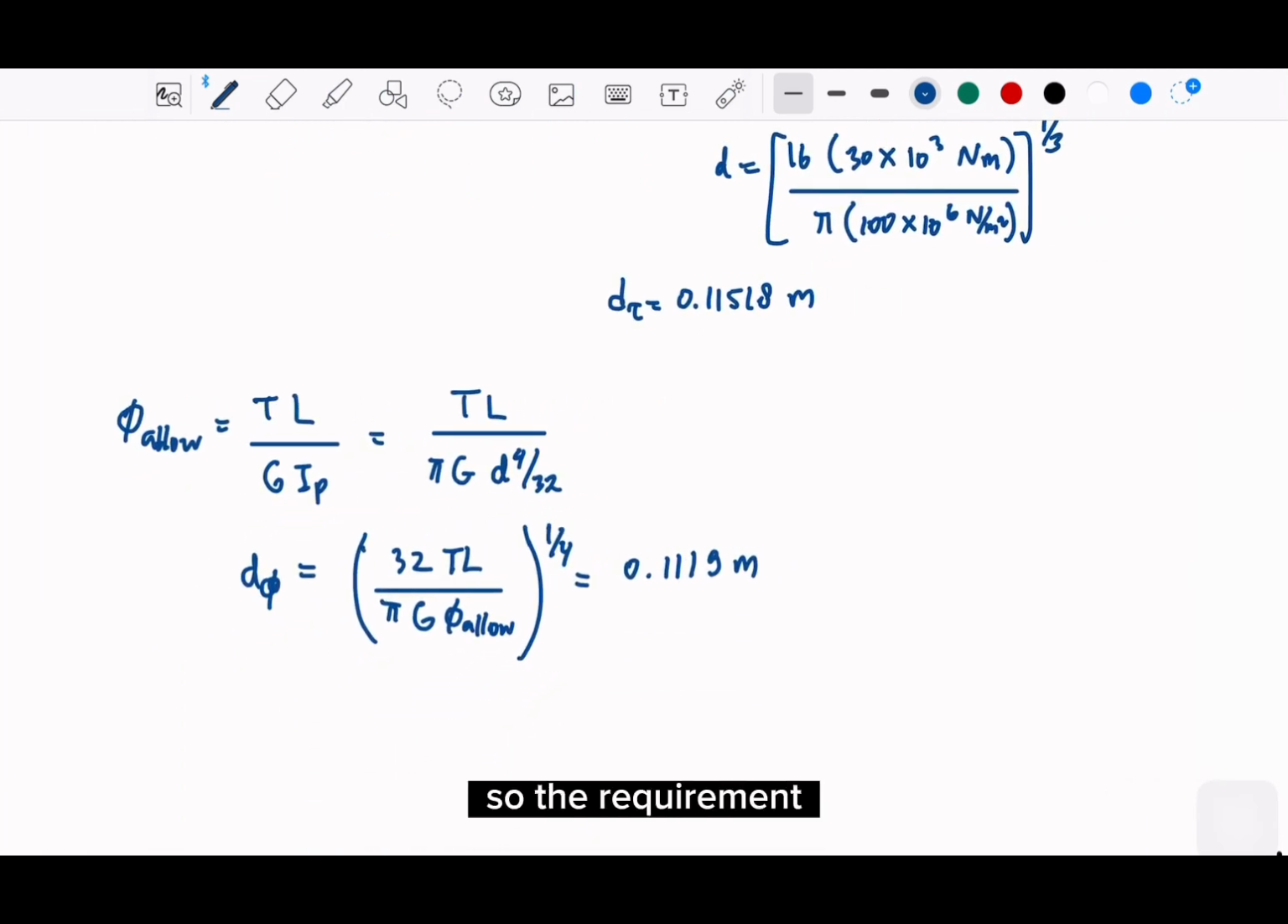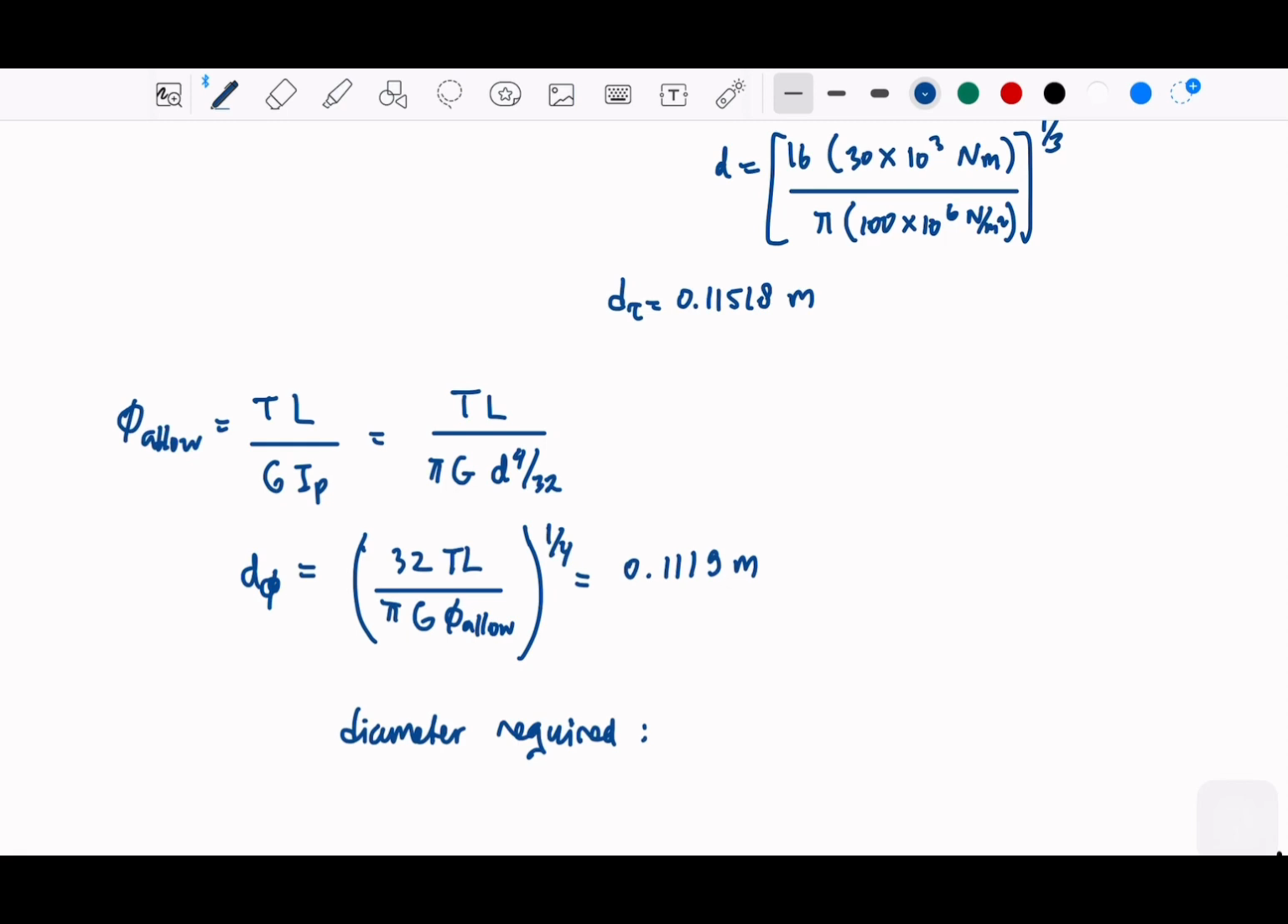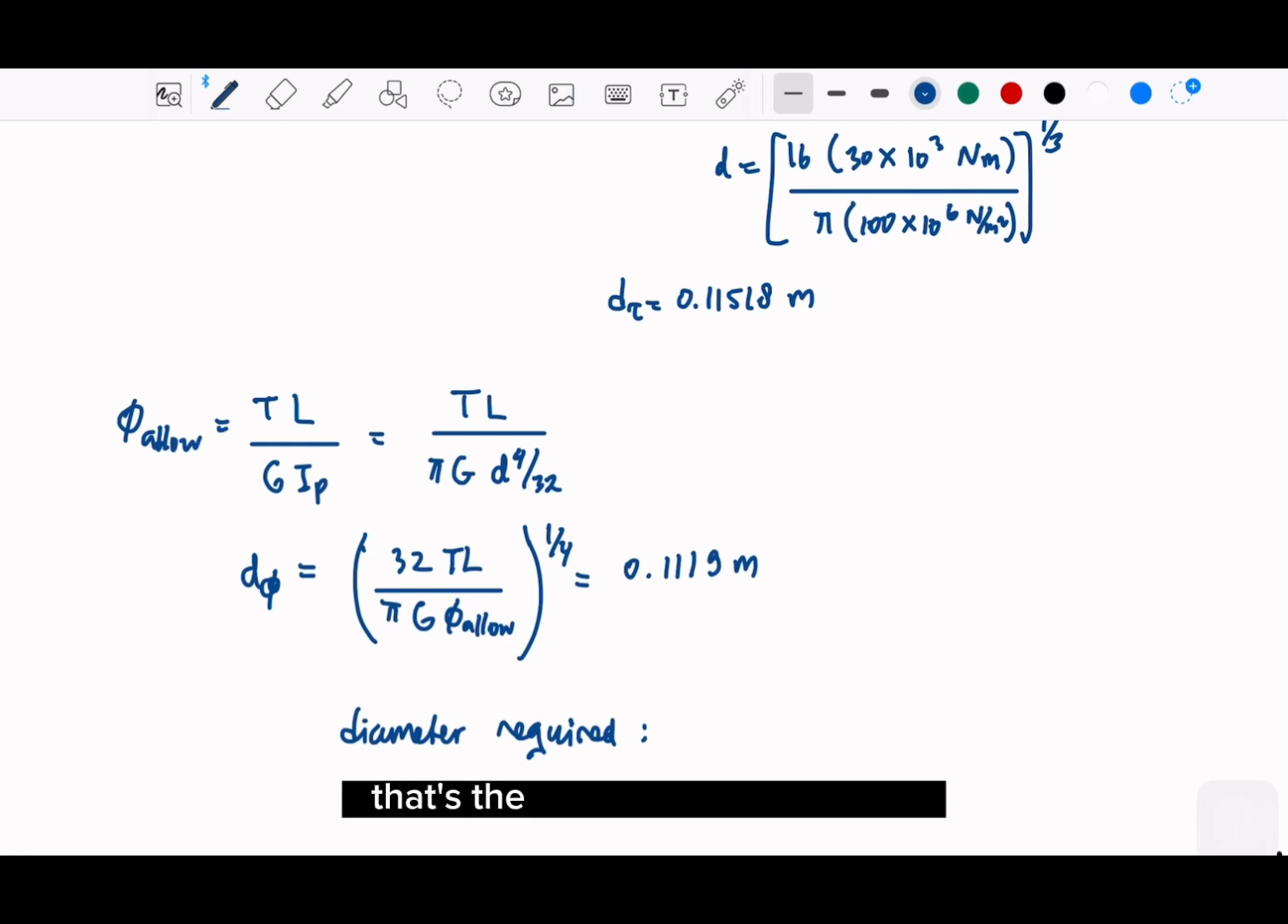So the diameter required, then we take the one that is largest. Okay, that is the safest path to be taken. So diameter required is 116 millimeter.